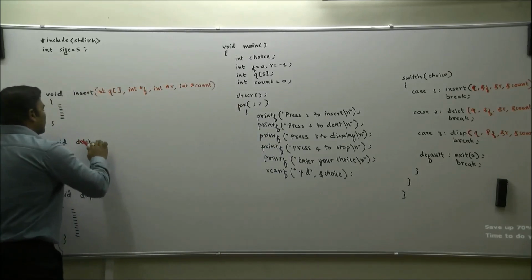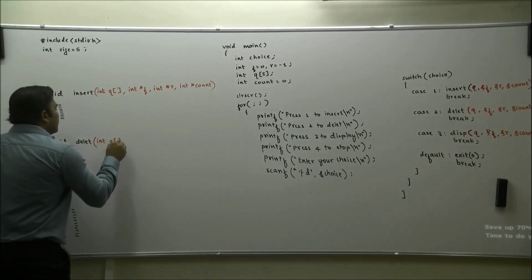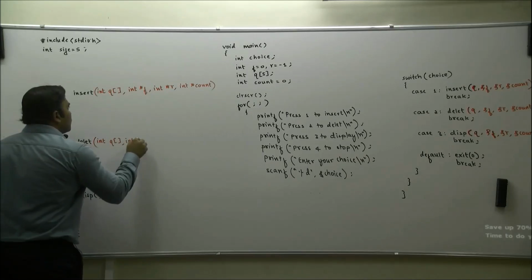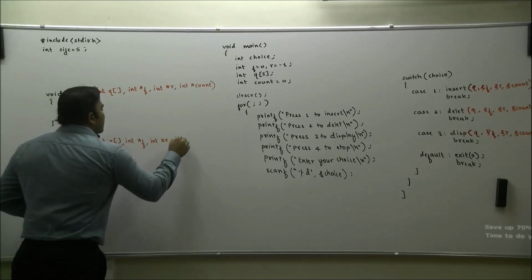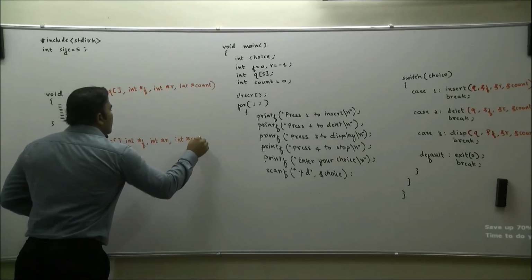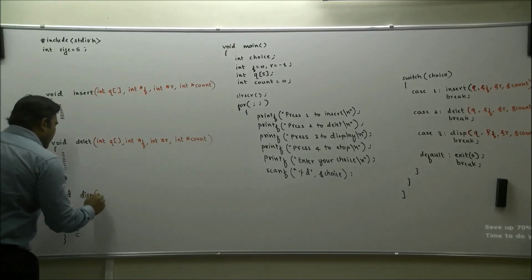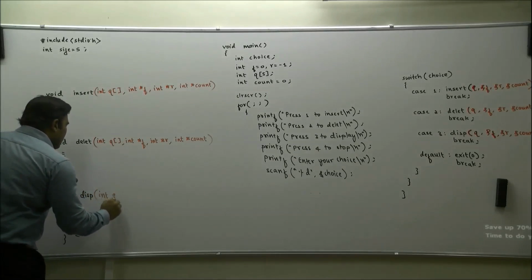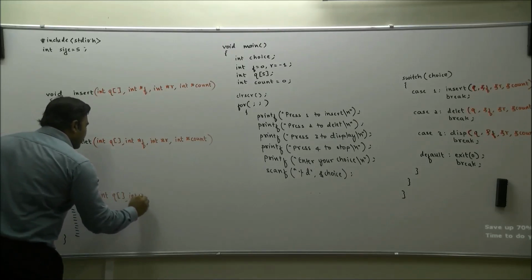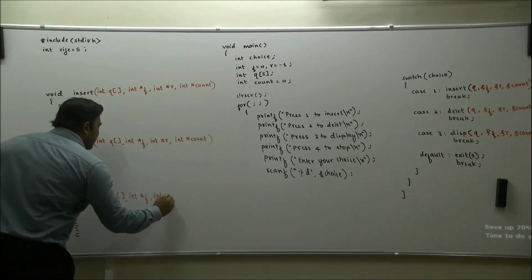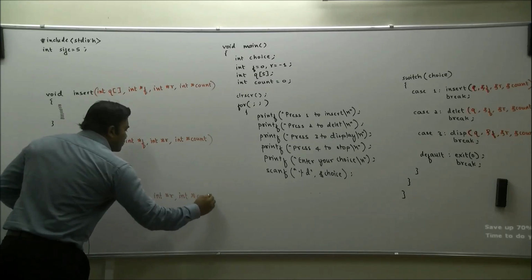Similarly here also, whatever you are passing, like this I can collect here also: int star f, int star r, int star count. Similarly here also, int q like this, and then int star f, int star r, and int star count. Like this only I would write it.